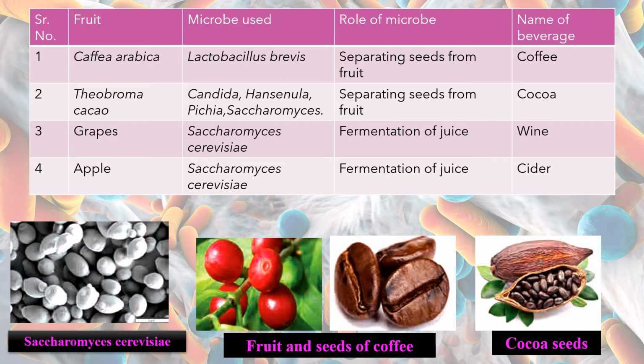You have grapes, fruit. ठीक है, उसके अंदर माइक्रोब यूज किया जाता है, ग्रेप्स और एप्पल दोनों को. Saccharomyces cerevisiae, that is yeast, is used as a microbe in order to ferment and form a juice. Fermentation of juice is done, which gives you wine in case of grapes, and in case of apple you get apple cider vinegar. Okay, so this is an example in the picture given below. This is how Saccharomyces cerevisiae looks like. The fruit and the seed of coffee is shown, and the cocoa seeds are shown. Okay, so I hope this is clear.